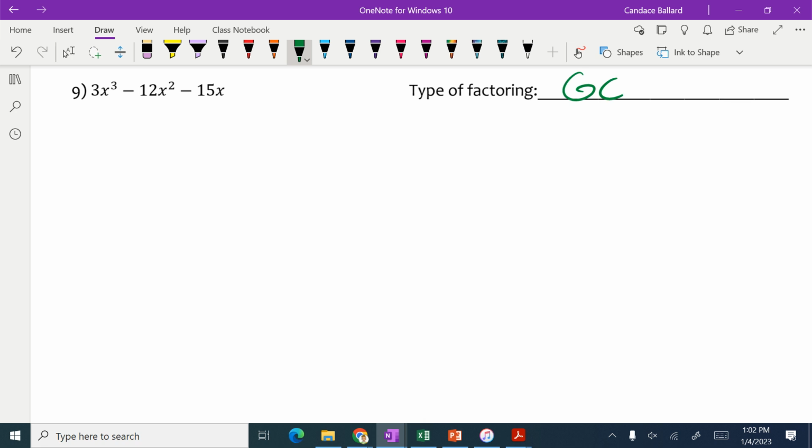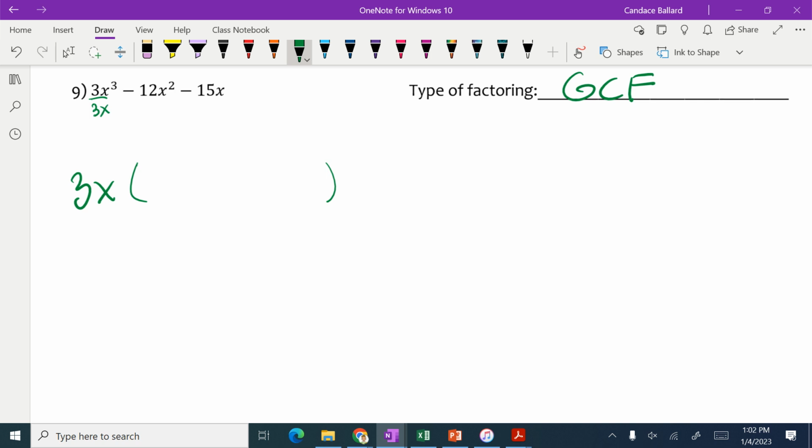Yes. So we know we're starting with GCF. You can write GCF this time. All right, what is my GCF? Everybody on my board? It's 3x. Okay. All right. I am dividing by 3x. If you need to do this, you can. You don't have to. Okay.